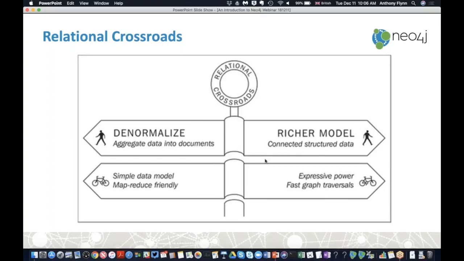Or the alternative is turn right. Look at the complexity, take advantage of the complexity that's there, capture it in its fullness, and use something like a graph database, essentially to join all the data together, to understand better how it's all joined together and take advantage of these connections.